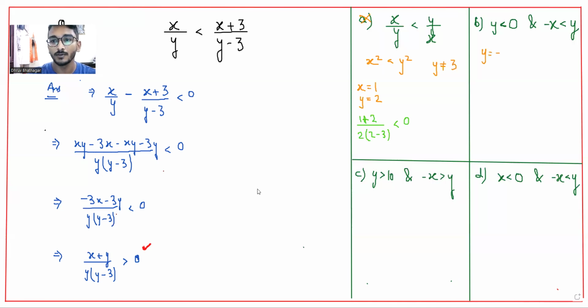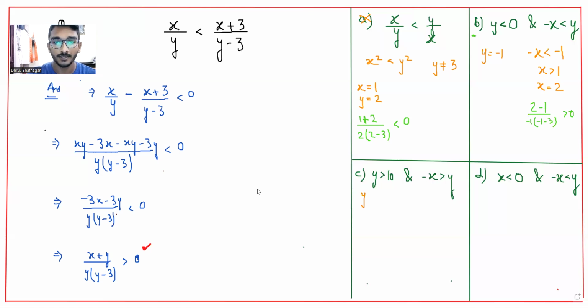Okay, let's go to the second option where y is negative. So I'm taking y equal to minus 1. And if I substitute the value here, I can see that x is greater than 1 because if I multiply by negative, the sign will change. So I'm assuming x equals 2. So if I substitute these values in the given condition, that is x plus y, that is 2 minus 1, whole thing divided by y times y minus 3, that is minus 1 times minus 1 minus 3. So I can see the numerator is positive and the denominator is also positive. So it is a positive quantity. Okay, I can say this second option can be the answer.